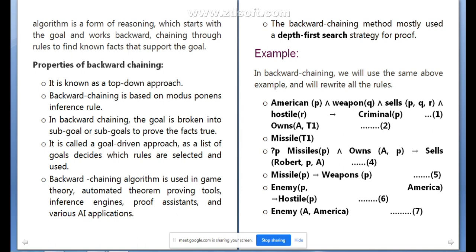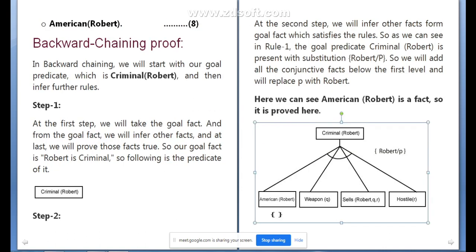So how are we going to prove it in backward chaining? Here is the backward chaining proof. Step 1: at the first step we will take the goal fact, and from the goal fact we will infer the other facts, and at last we will prove those facts are true.